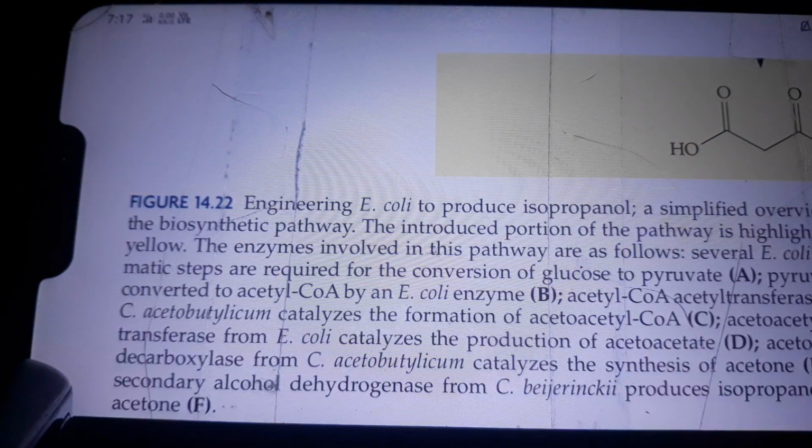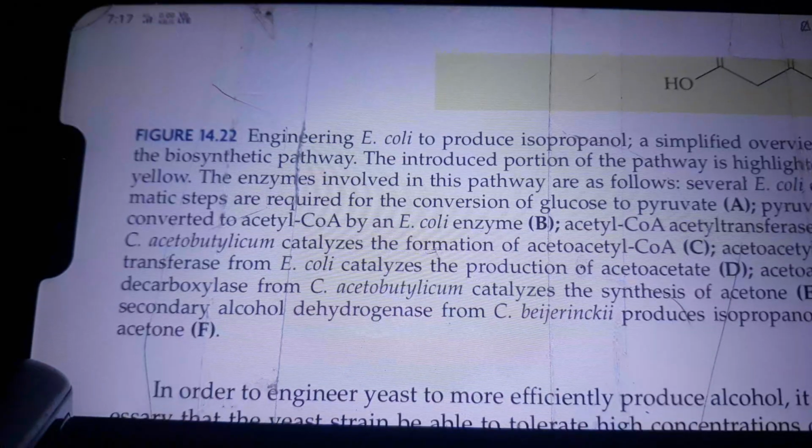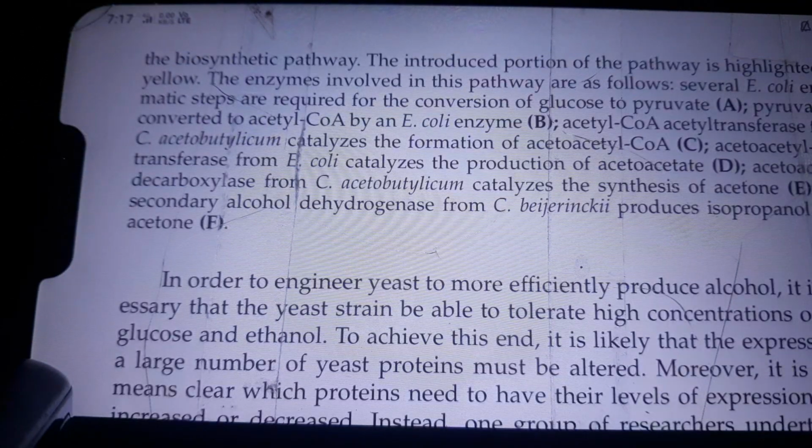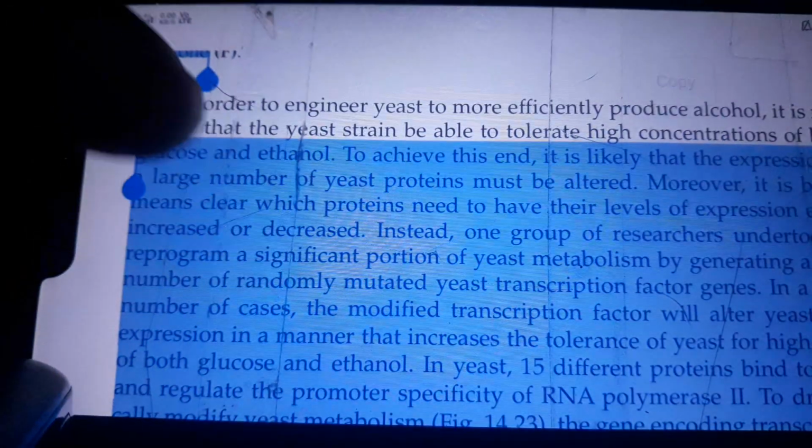Now, under the figure that shows the engineering of E. coli to produce isopropanol, a simplified overview of the biosynthetic pathway, the introduced portion of the pathway is highlighted in yellow. The enzymes involved are as follows: several E. coli enzymes are required for the conversion of glucose to pyruvate. Pyruvate is converted to acetyl-CoA by E. coli enzymes. Acetyl-CoA acetyltransferase from C. acetobutylicum follows.